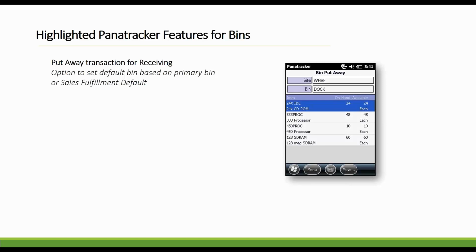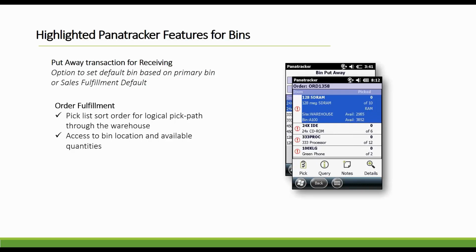Some of the highlighted features for bin tracking is the ability to put away inventory from a receiving. We also support order fulfillment, giving you a logical pick path through the warehouse. When your user opens an order on their scanner, they're now directed through the warehouse following a bin path. We give them the ability to see where the bins are, to see what quantities remain in those bins.